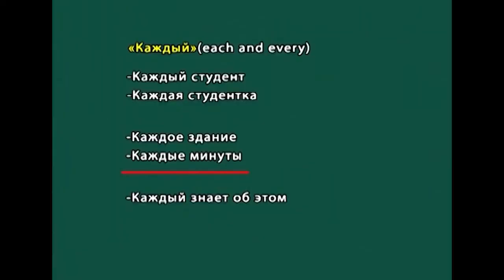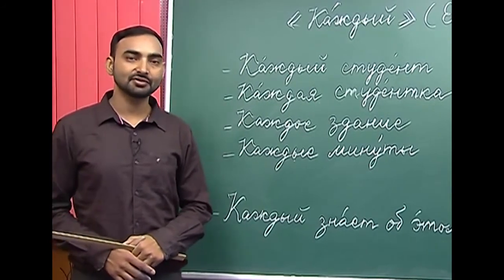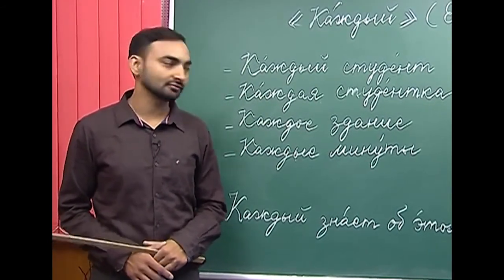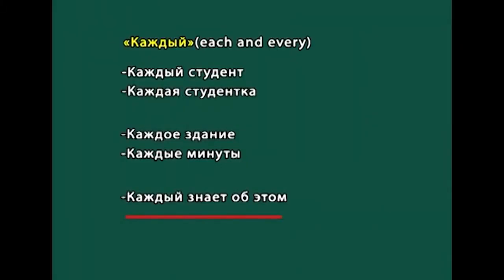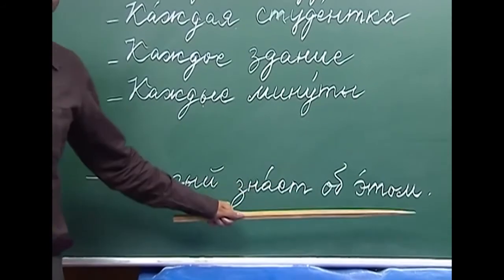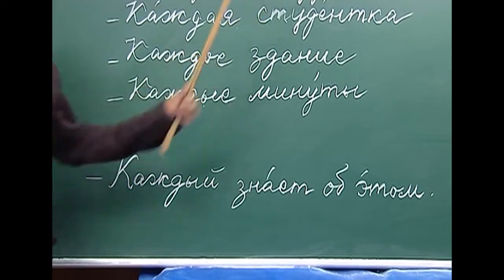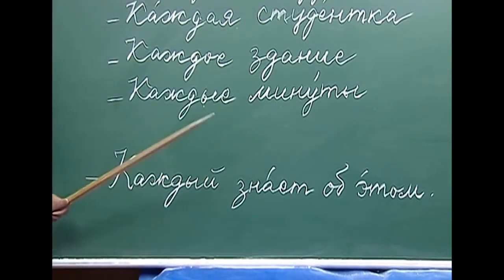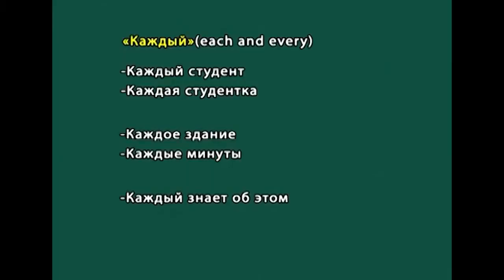Apart from the meanings each or every, kashti sometimes also denotes everybody or everyone. For example, I have written a sentence here, kashti znayat abaitam. So everyone knows about this. So here in this sentence, it does not mean each and every, but it means everyone or everybody. Everybody knows about this. So this is about this word kashti.